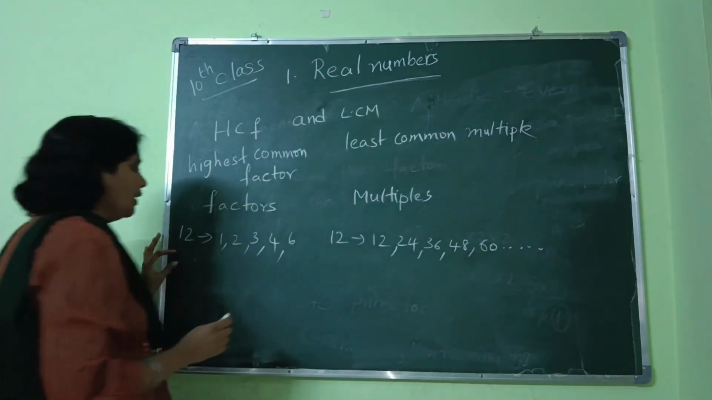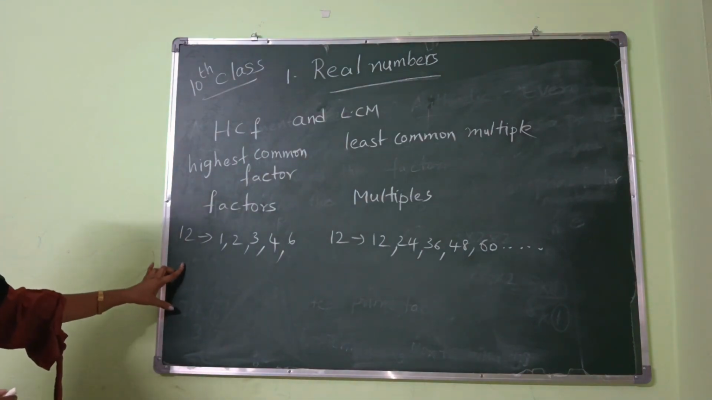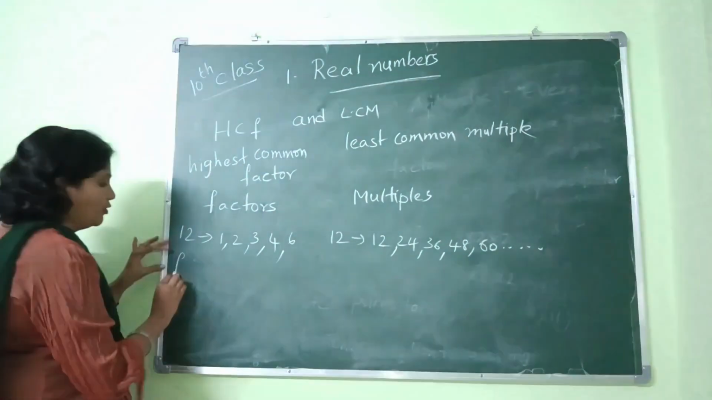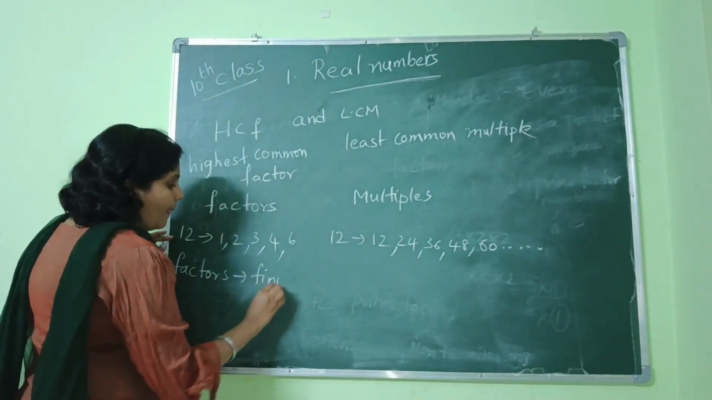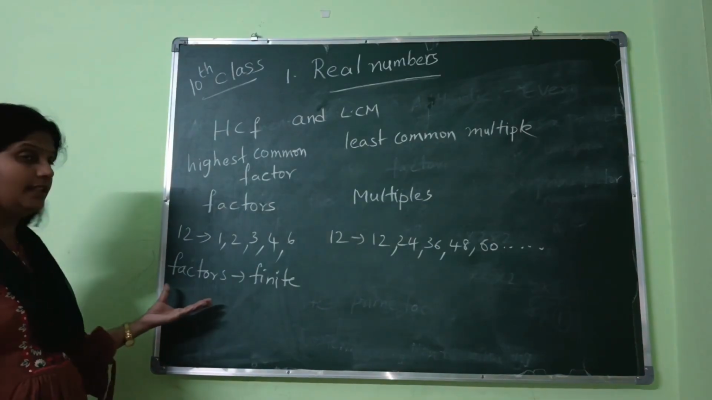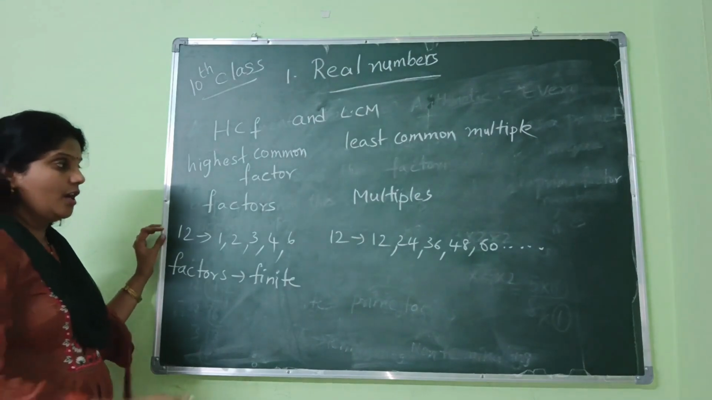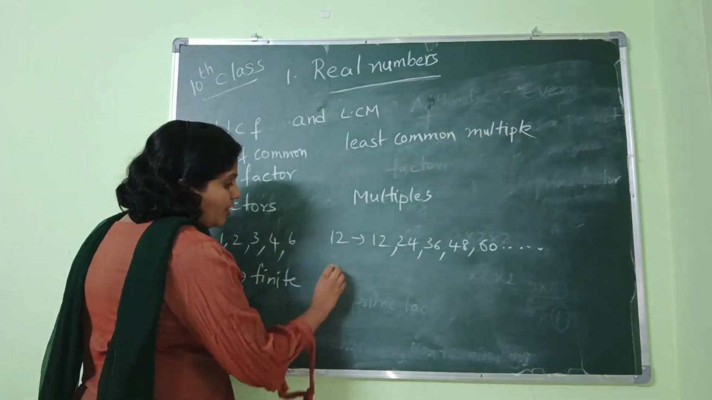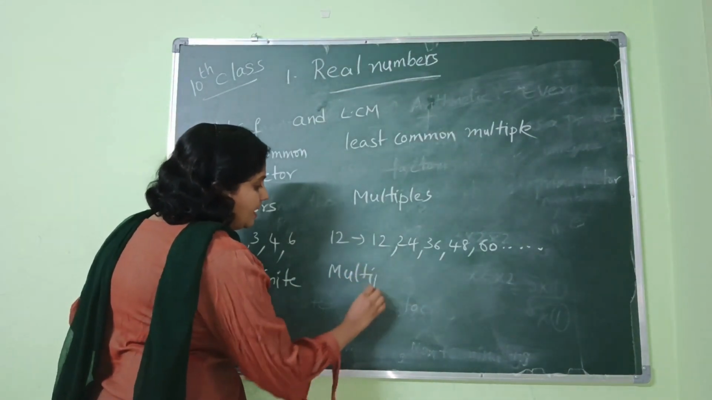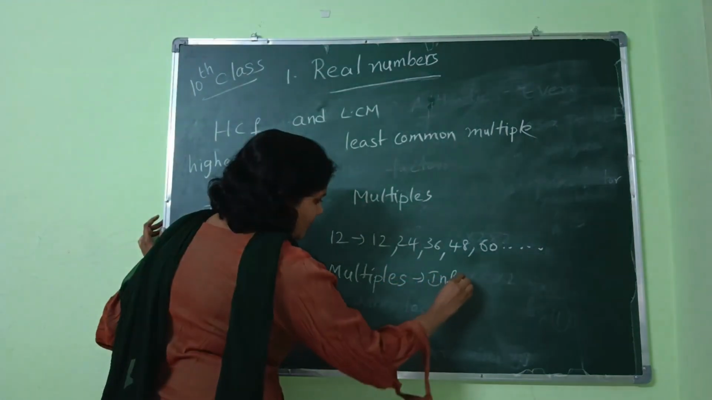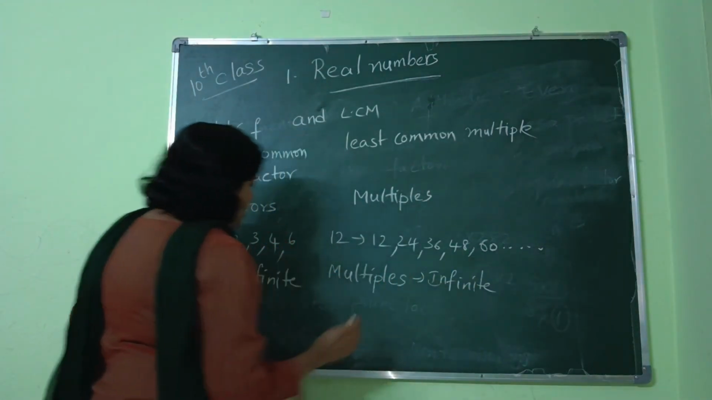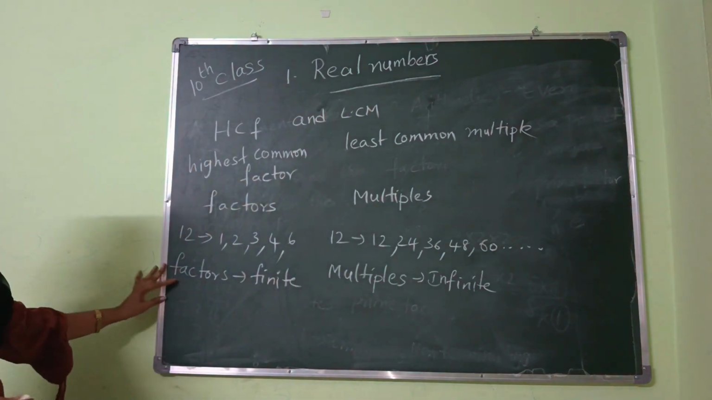Here we observe that the factors are finite. But the multiples are infinite. We cannot list all the multiples. So multiples are infinite.